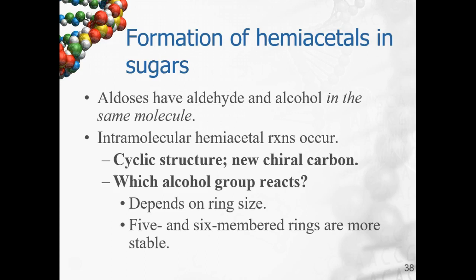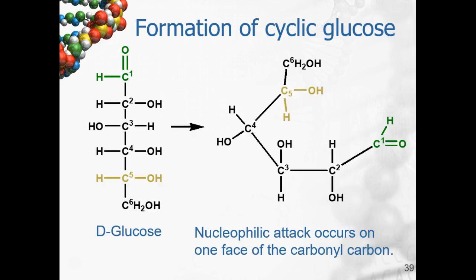But how do you figure out which alcohol group reacts because there are so many of them? Well, it depends on the ring size. You might remember from organic chemistry that 5- and 6-membered rings are more stable. So you're most likely to get a 5- or a 6-membered ring. So let me show you with glucose.